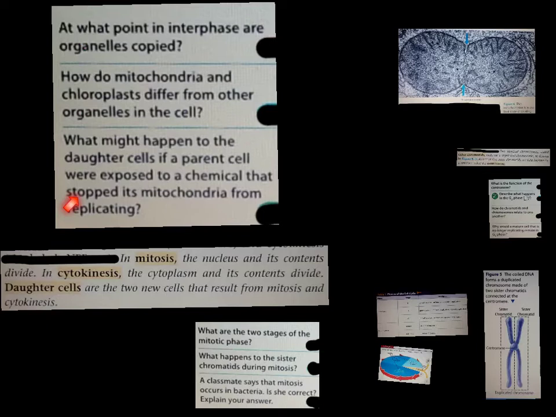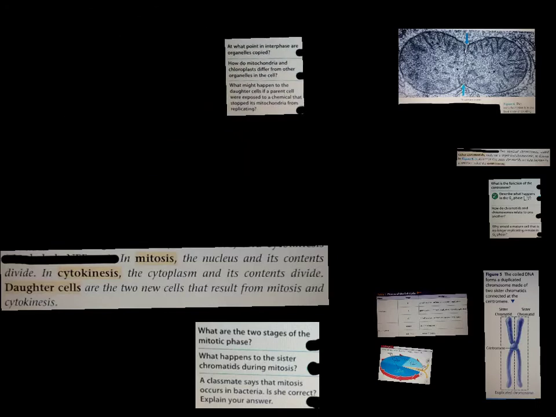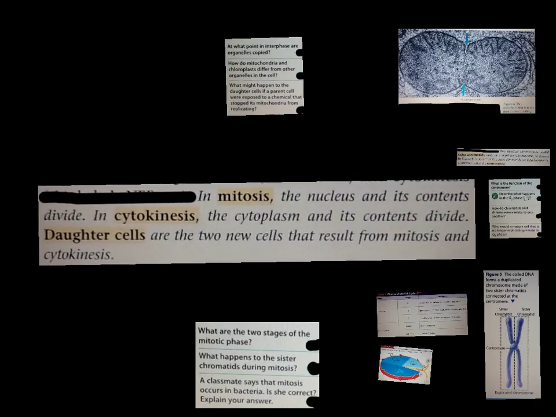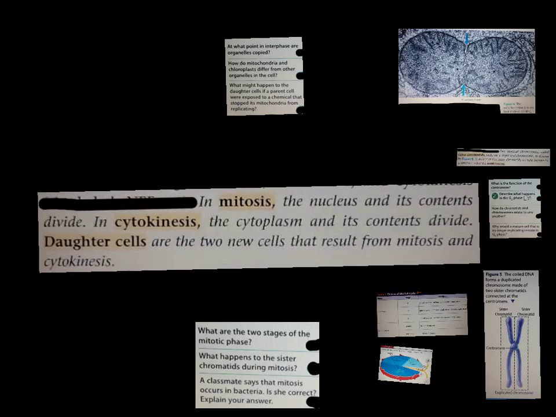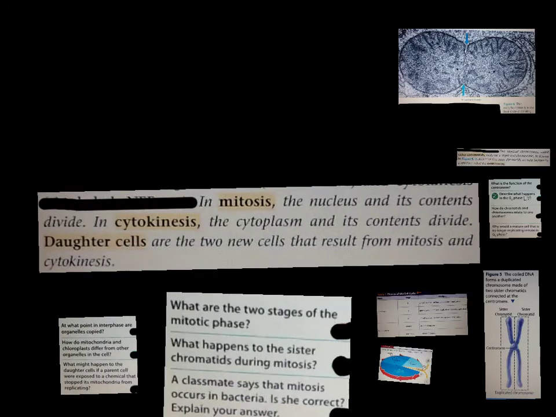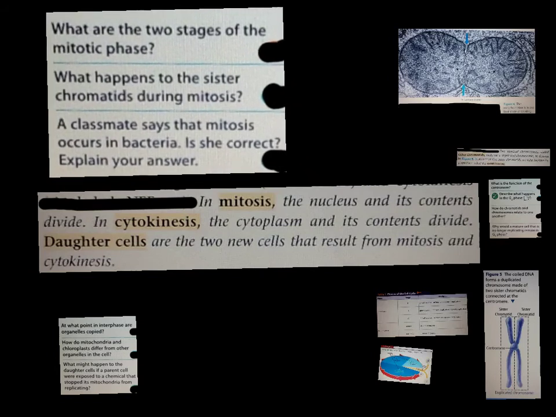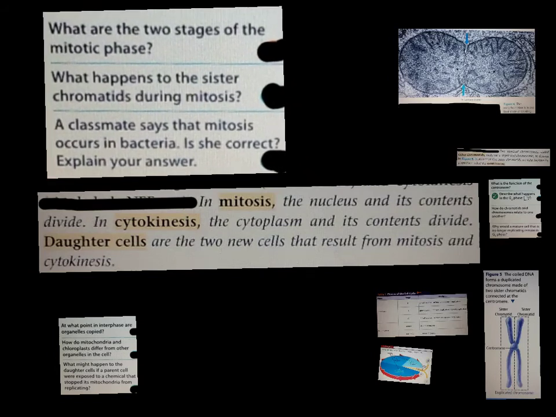The mitotic phase. The mitotic phase of the cell cycle follows interphase. It consists of two stages, mitosis and cytokinesis. In mitosis, the nucleus and its contents divide. In cytokinesis, the cytoplasm and its contents divide. Daughter cells are the two new cells that result from mitosis and cytokinesis.